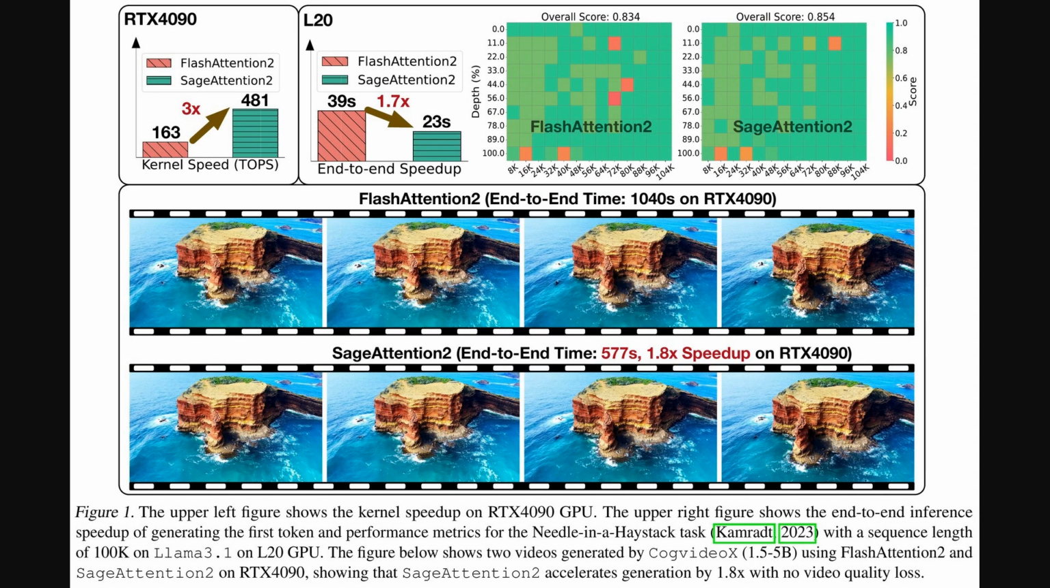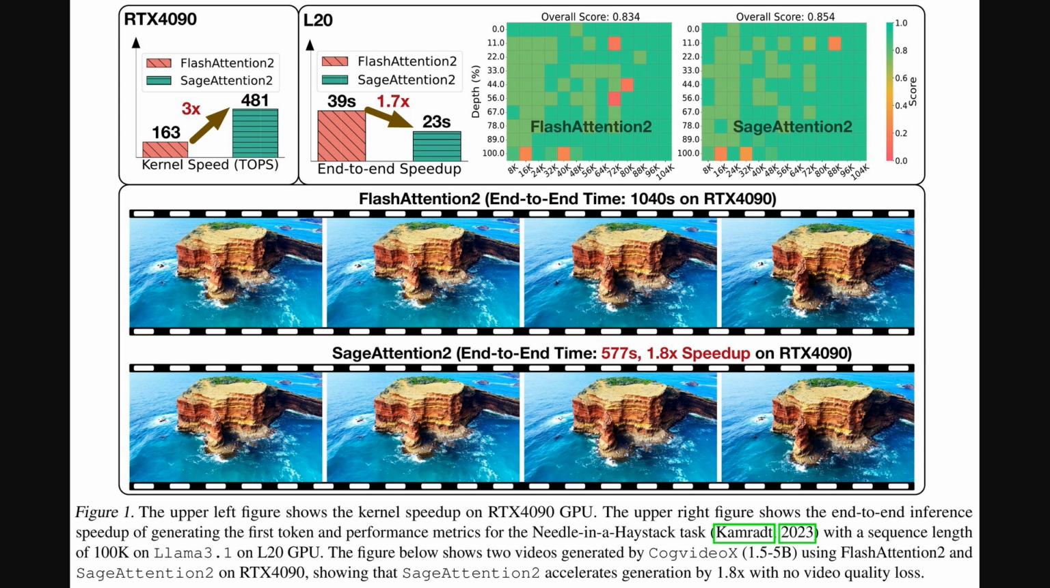Okay, so figure 1 here really highlights the performance benefits they achieved. On the top left, you can see a bar chart comparing the kernel speed on an RTX 4090 GPU. SageAttention2, that's the green bar, reaches 481 TOPS, which is about 3 times faster than FlashAttention2 shown in red. Then next to that, they show the end-to-end speedup for a specific task. It's 1.7 times faster. And those heat maps beside it suggest that the accuracy remains pretty high, very comparable to the baseline.